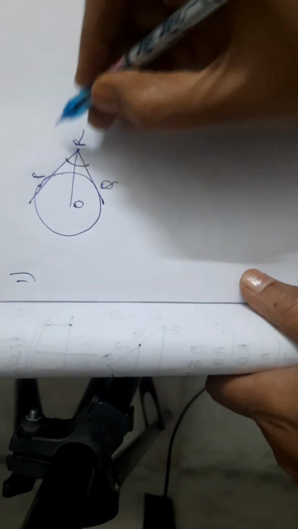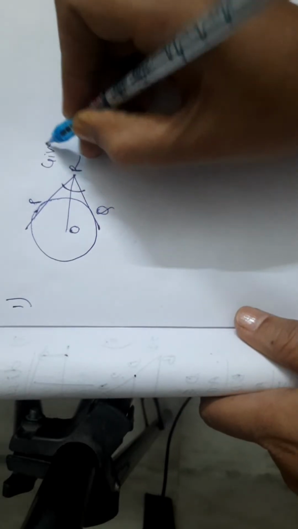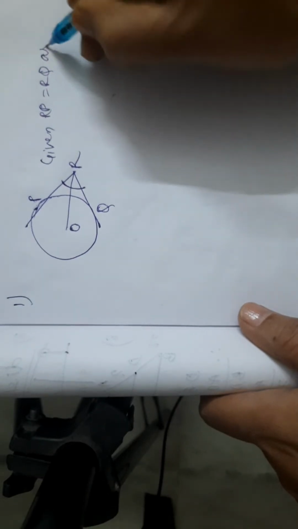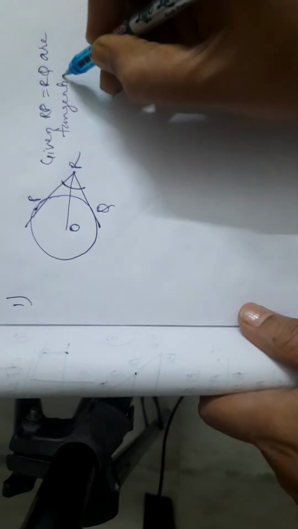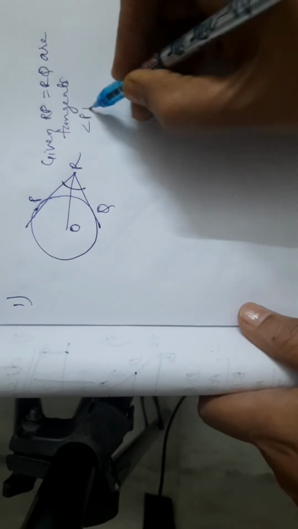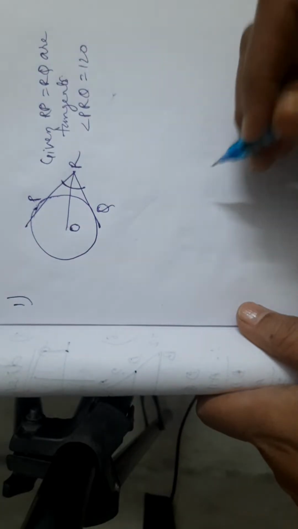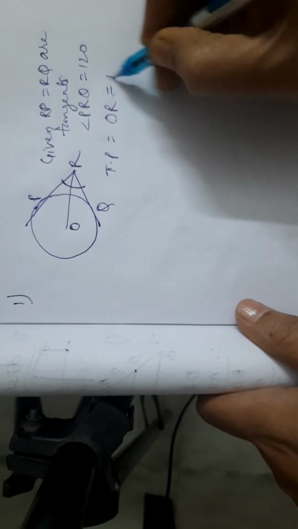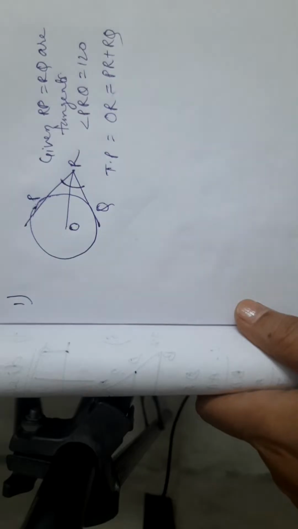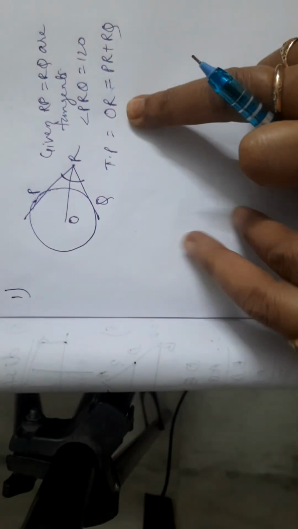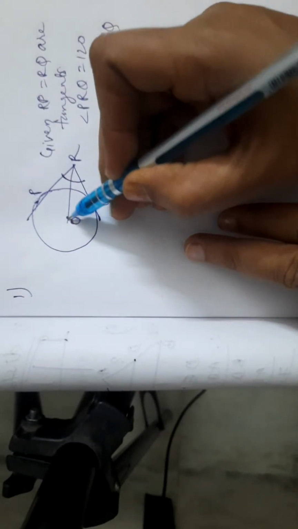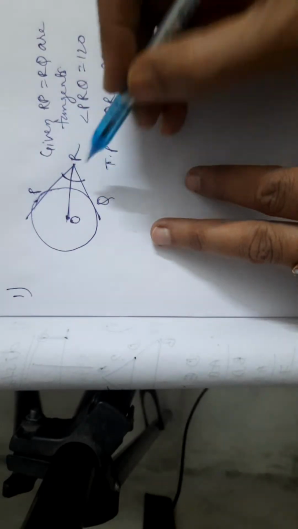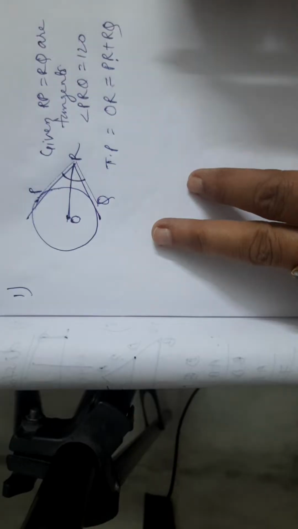We need to prove, so here the given part: RP and RQ are tangents and angle PRQ is given as 120. We need to prove OR is equal to PR plus RQ. So this we need to prove. OR, from the center, this complete OR is equal to PR plus RQ. So these two parts, the lengths of the tangents, are equal.